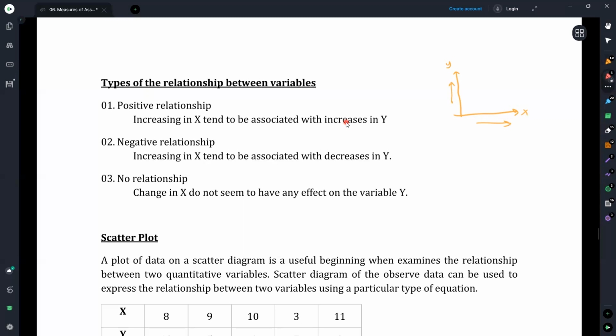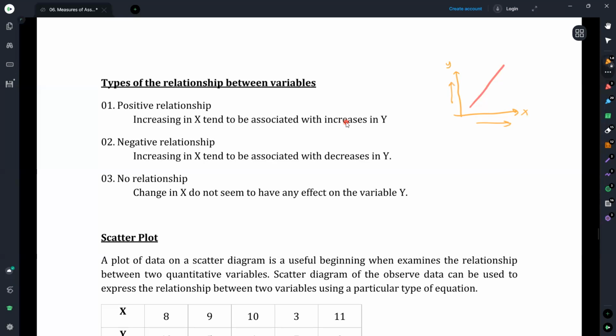Therefore, if you draw a graph for a positive relationship, you will get a graph in this way. You can see that as x increases, the value of y also increases accordingly. If you find this type of relationship, then we name it a positive relationship.